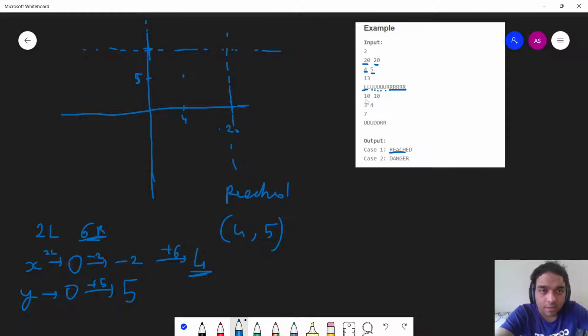Similarly, in the other question, let's just say I have 10 cross 10, which are the borders.